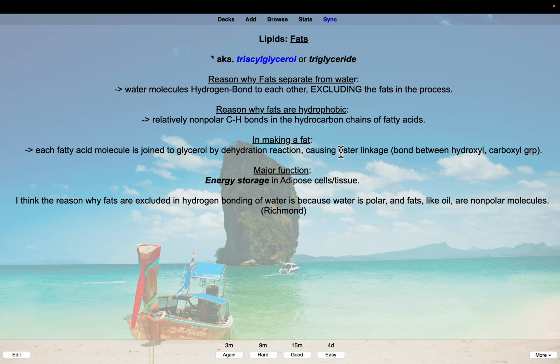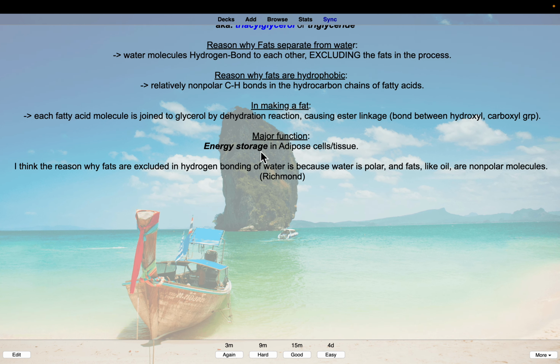Glycosidic linkage is for carbohydrates. For lipids, it's particularly for fats. It's called ester linkage. Hydroxyl carboxyl group. What's the major function? So energy storage in adipose cells or tissue.